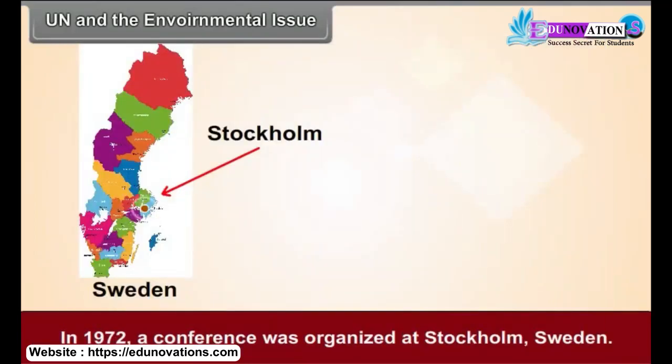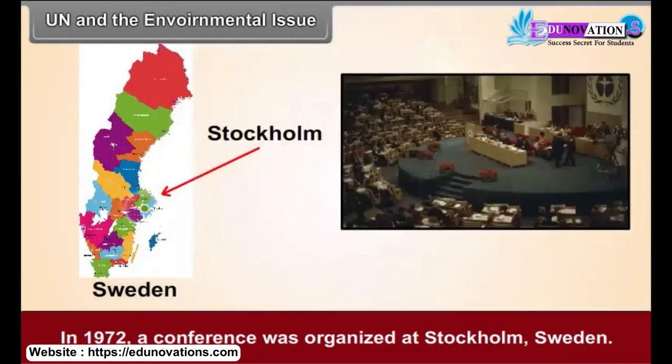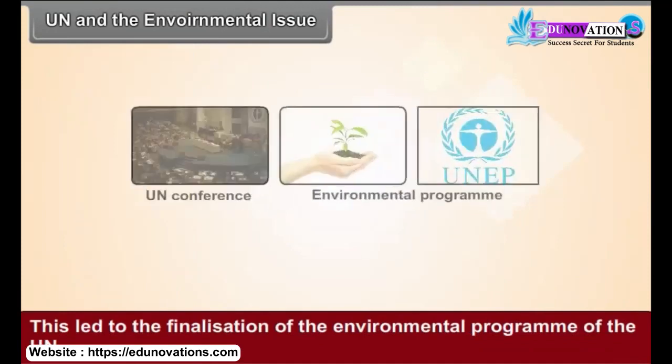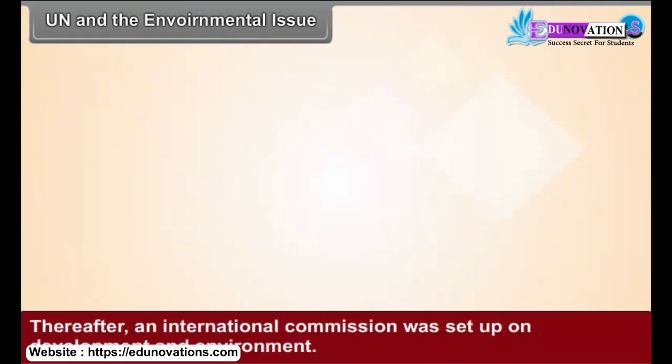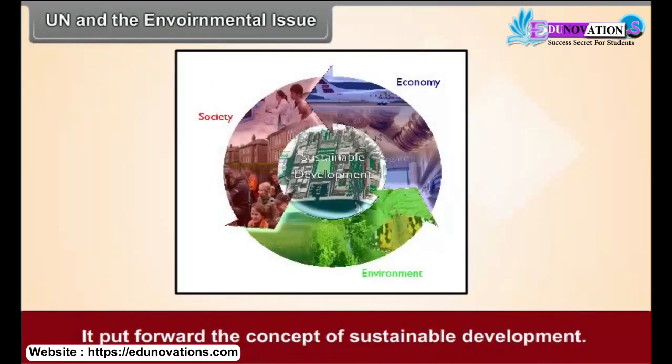In 1972, a conference was organized at Stockholm, Sweden. This led to the finalization of the environmental program of the UN. Thereafter, an international commission was set up on development and environment. It put forward the concept of sustainable development.